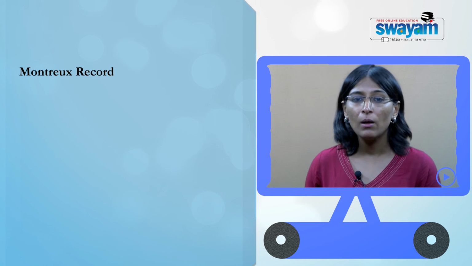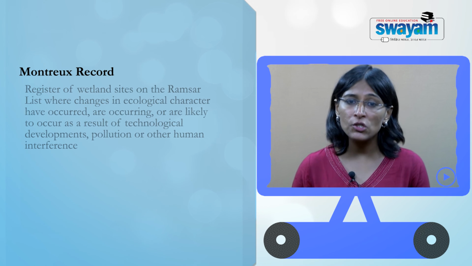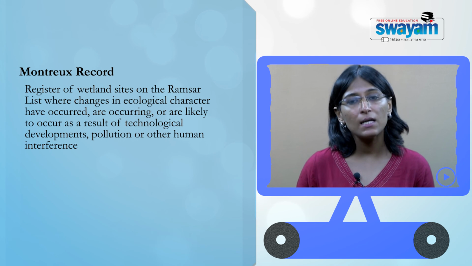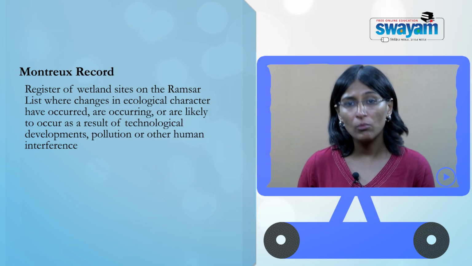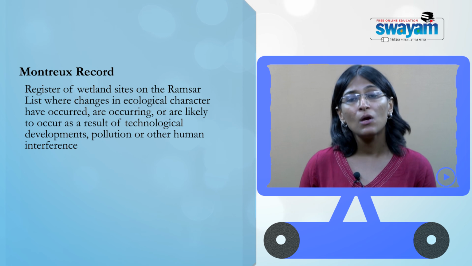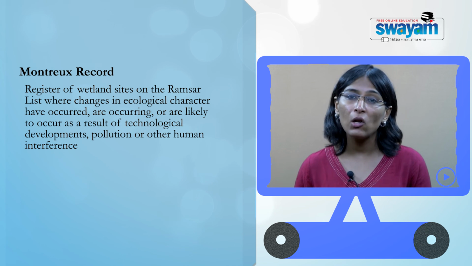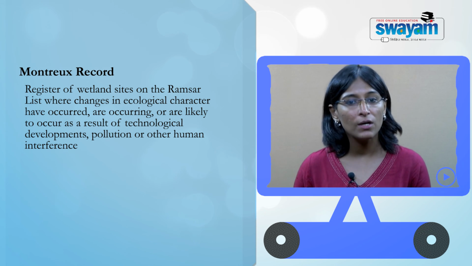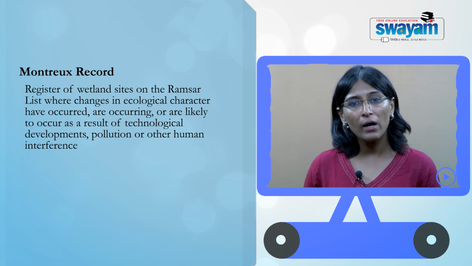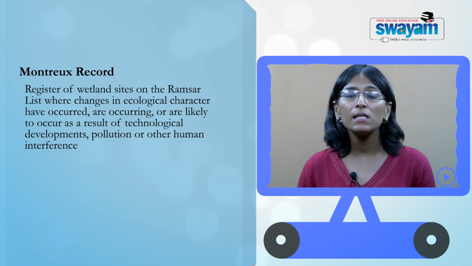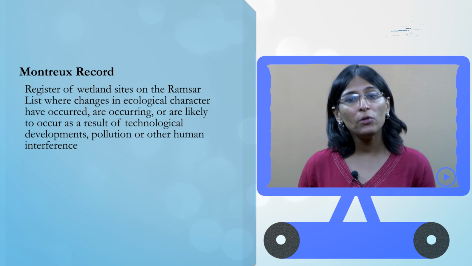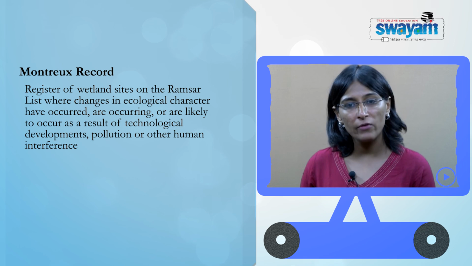An important record maintained under the Ramsar Convention is the Montreux record. Basically, this is a register of the wetland sites under the Ramsar Convention which are listed on the Ramsar list, where changes in ecological character have occurred, are occurring, or are likely to occur as a result of technological developments, pollution, or other human interference.